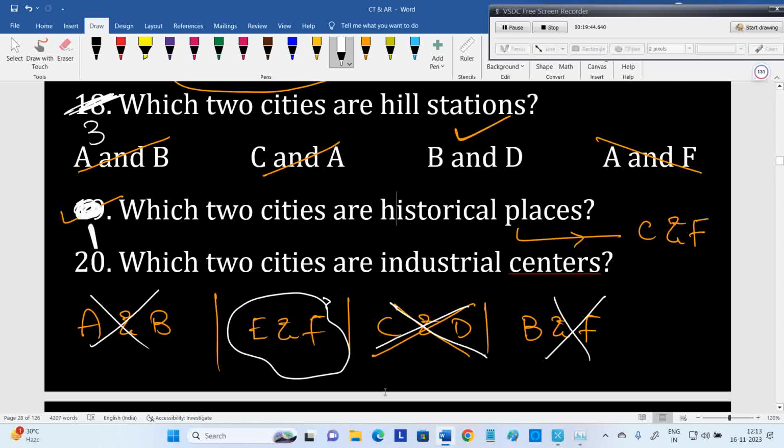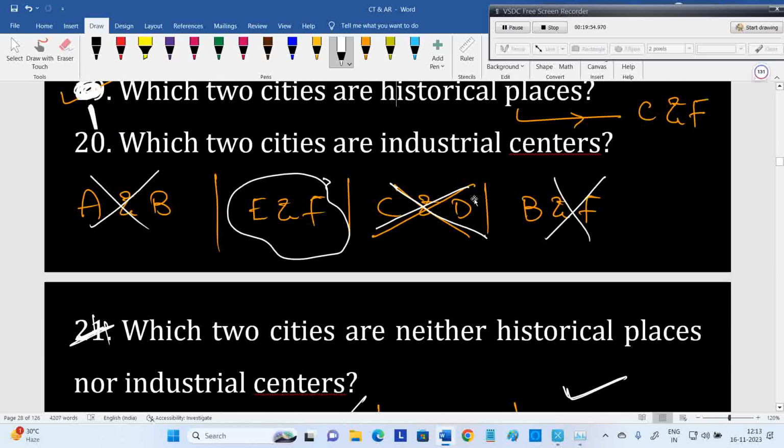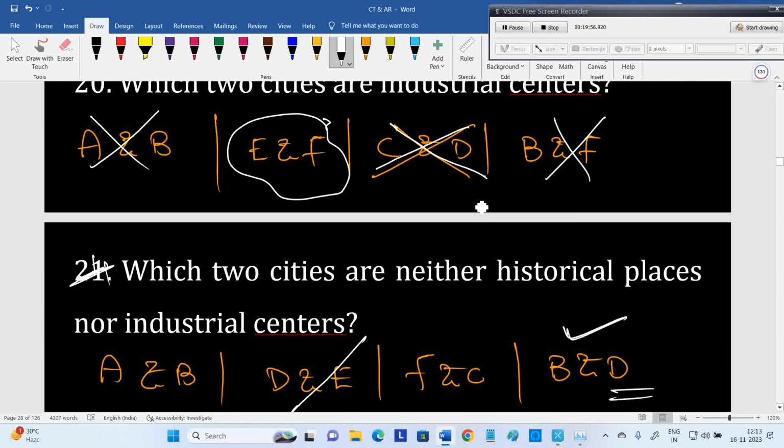Sir, how did you eliminate this? I came to know from the data B and D are hill stations, and from the data E is industrial. Okay, we're using that data one by one. And I came to know B is not industrial. When B is not industrial, first option, last option eliminated. And we know D is not industrial, so eliminated.